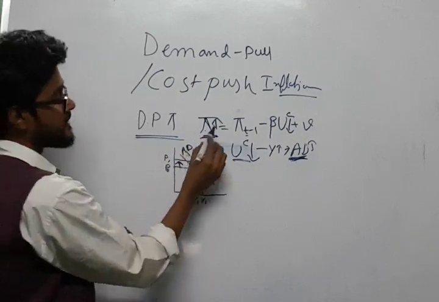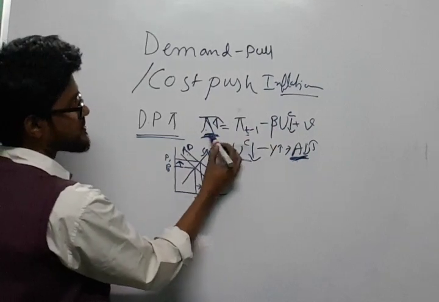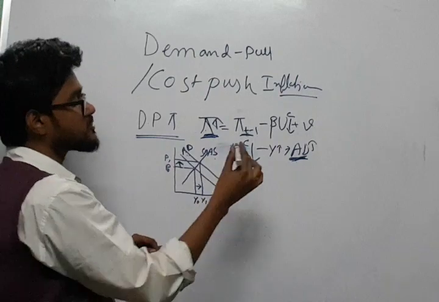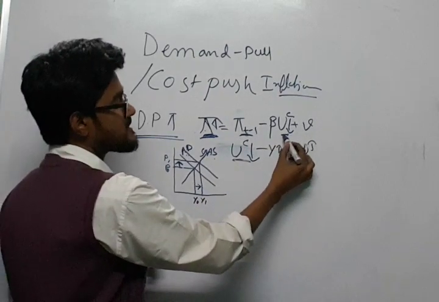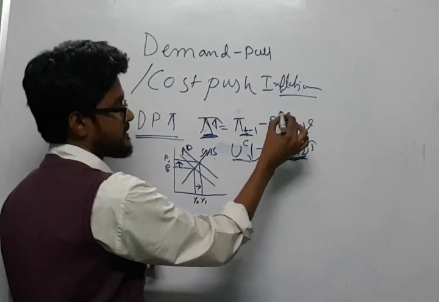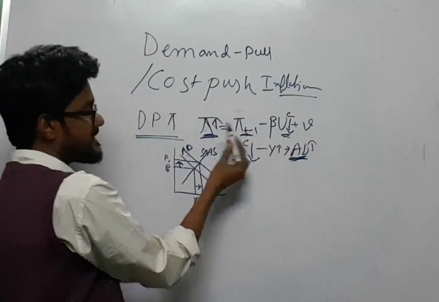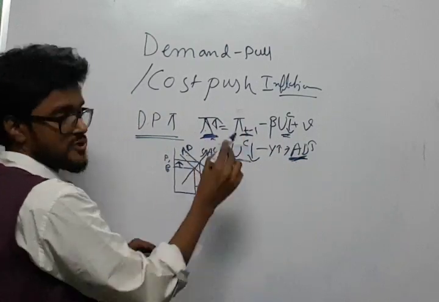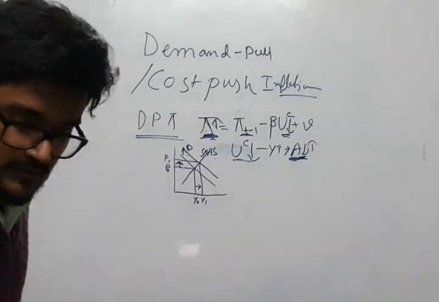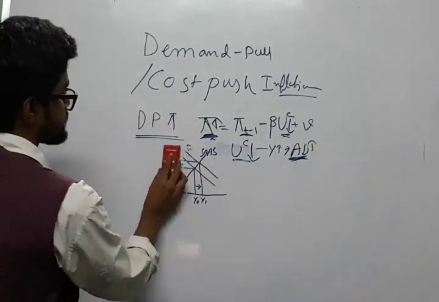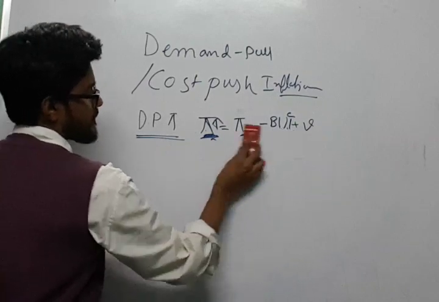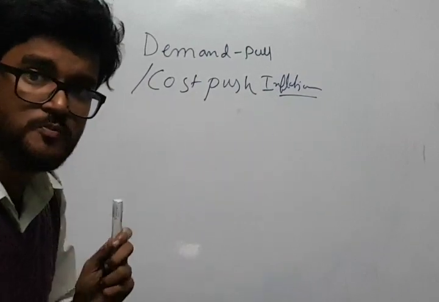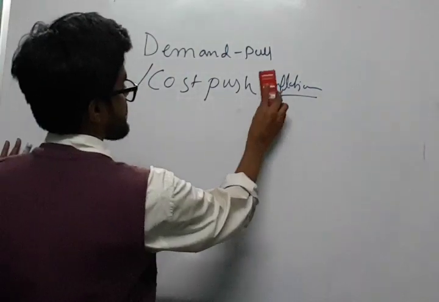So, here the inflation of this year does not only depend on the previous year's inflation, but also on another factor, the cyclical unemployment rate, which is inversely related to the inflation rate. Okay. Now, we'll talk about cost push inflation.